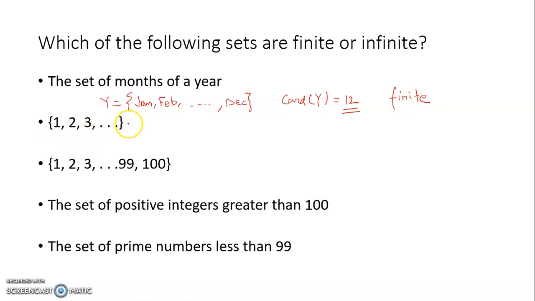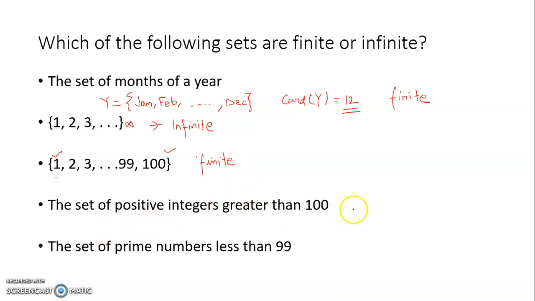1, 2, 3, and so on. I'm not sure where it is ending, it is going up to infinity. It is simply an infinite set of natural numbers. Next, 1, 2, 3, 99 up to 100. I know there is a lower limit and an upper limit, and these are natural numbers. So I can easily see that the cardinal number in this is going to be 100. So it's a finite set. I can count.